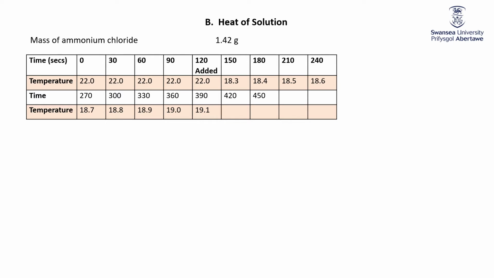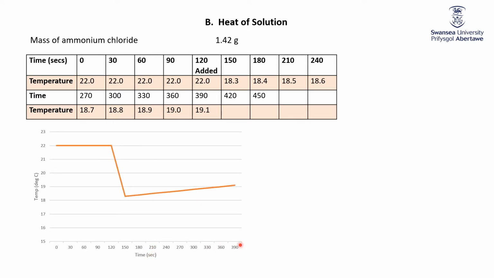So now we plot out the time in seconds along the horizontal, the temperature in degrees Celsius, and you can see this is where we were measuring the temperature with nothing happening at 22. We added at 120 seconds, the temperature went down to 18.3 there, and then it started coming back up. Obviously this was the starting temperature of the water, but there was 30 seconds between us adding the ammonium chloride and measuring the temperature here, and as soon as the temperature's gone down, it starts warming back up again, presumably to room temperature.